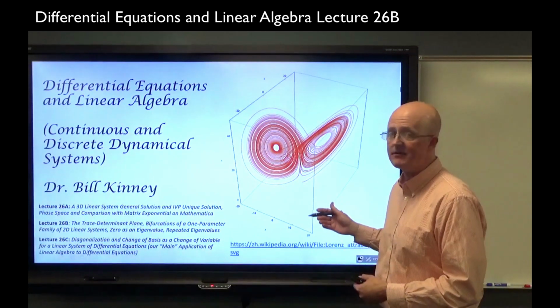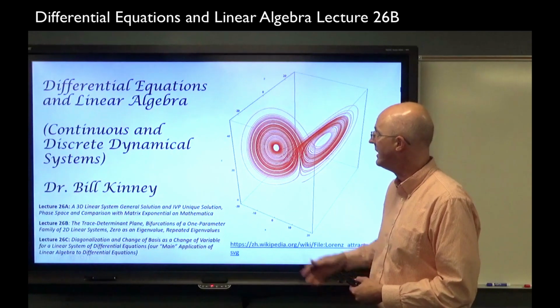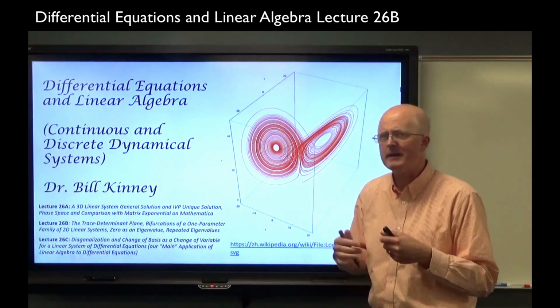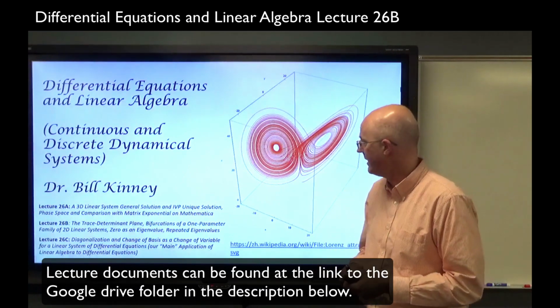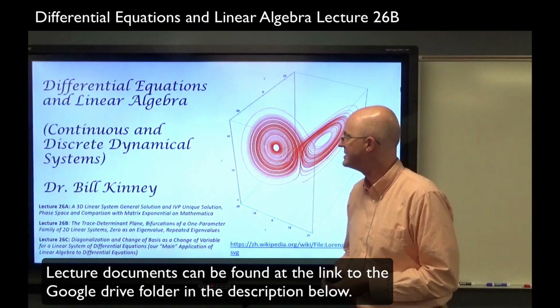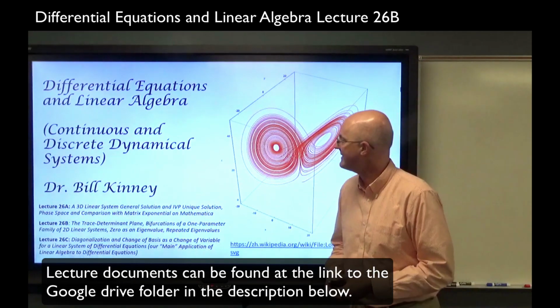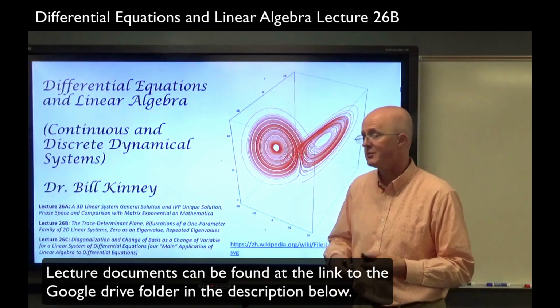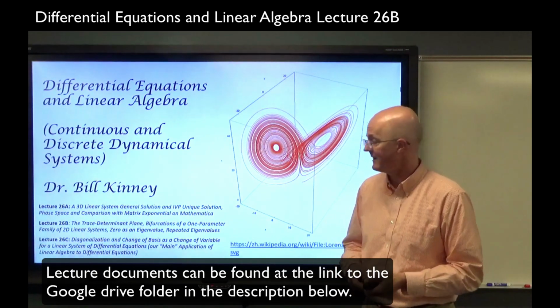This is the second of 3 parts for lecture 26 in differential equations and linear algebra. Of these 3 parts, this is probably the longest and hardest one, but I also think it's perhaps the most interesting. We're ultimately looking at bifurcations of a 1-parameter family of 2-dimensional systems, looking at the trace-determinant plane as I introduced in lecture 25 to help us understand what's going to go on here.